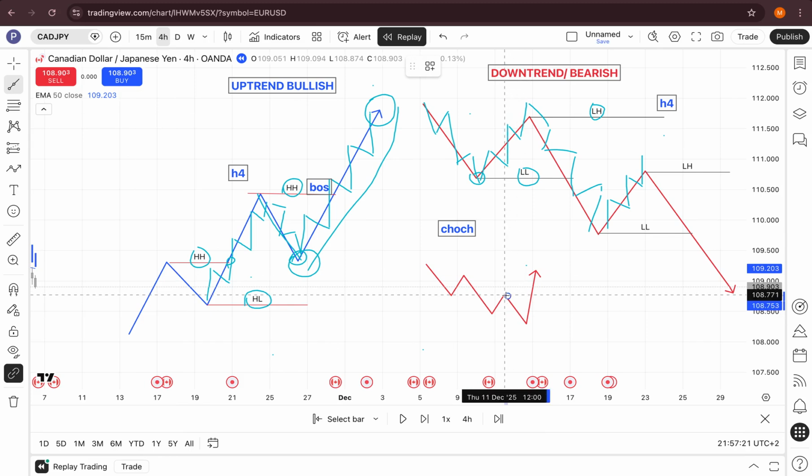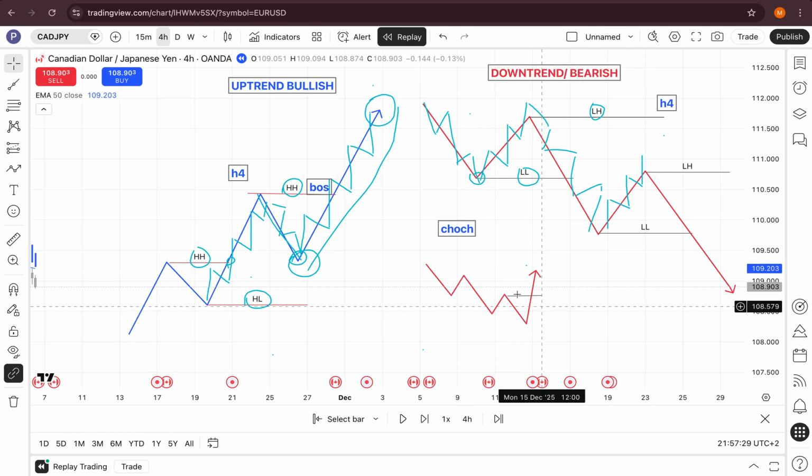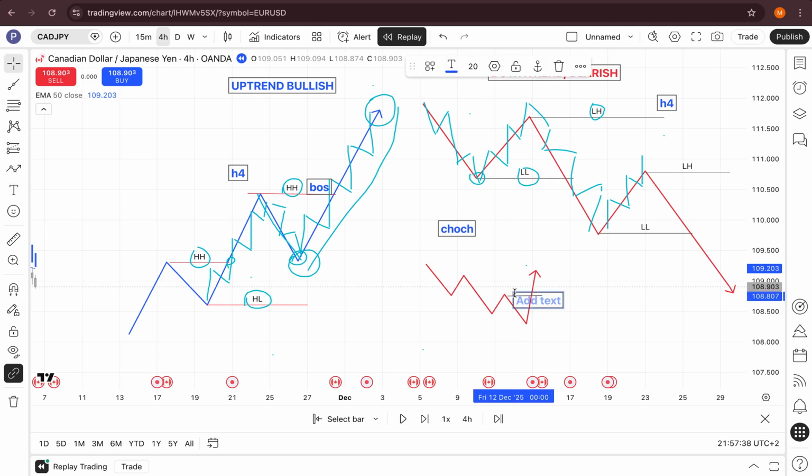So we are changing our trend, because we know that when we are in a downtrend, the market should form a series of lower highs and lower lows. But in this scenario, our previous lower high has been broken by the market, so it becomes a change of character. We are now shifting from a downtrend to an uptrend.